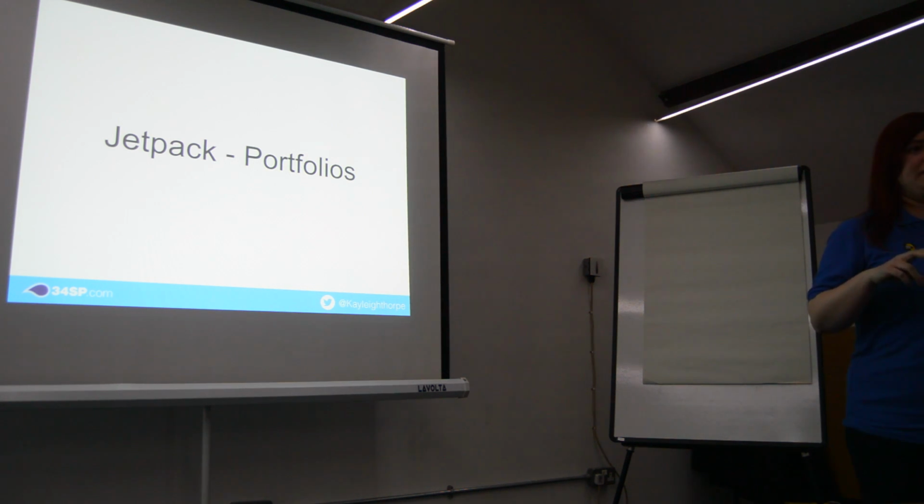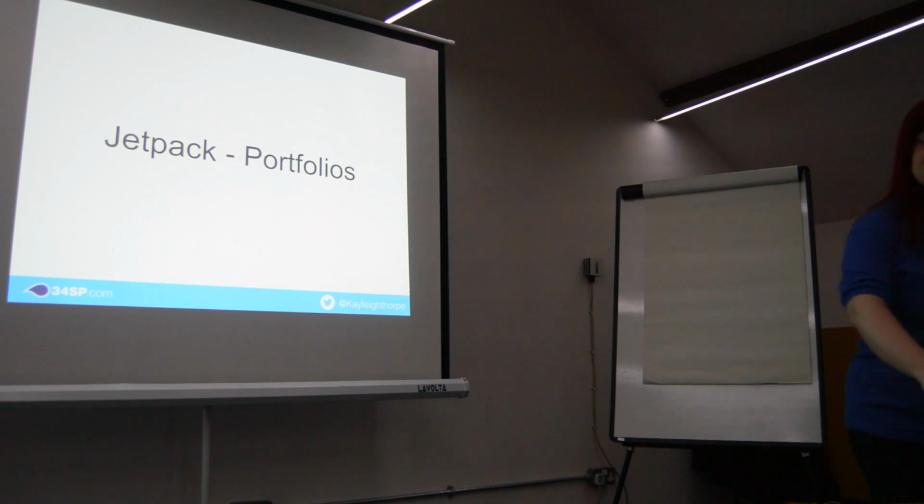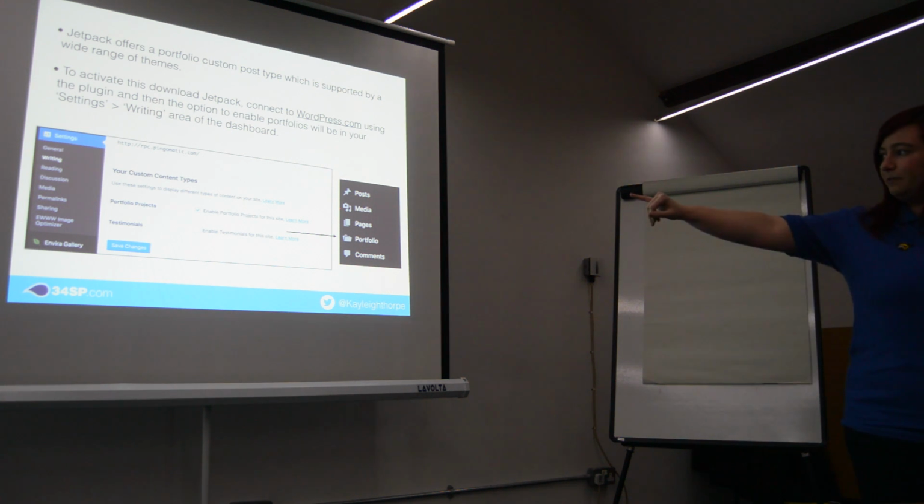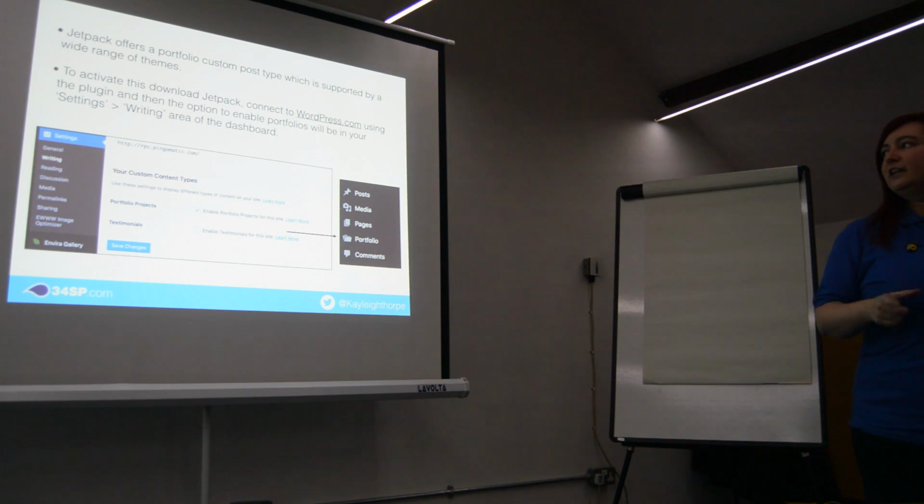The only downside I find with the WordPress galleries, which is what I use the most, is that you don't have anywhere you can manage your different galleries. You've got to go into your post and edit the gallery within there. But how I get around that is I use the Jetpack plugin, and it has a custom post type for portfolios. You activate Jetpack, connect to WordPress.com, and then when you've connected it, if you go into settings and then writing, there's a little tick box for enable portfolio projects, and it adds a custom post type for it.